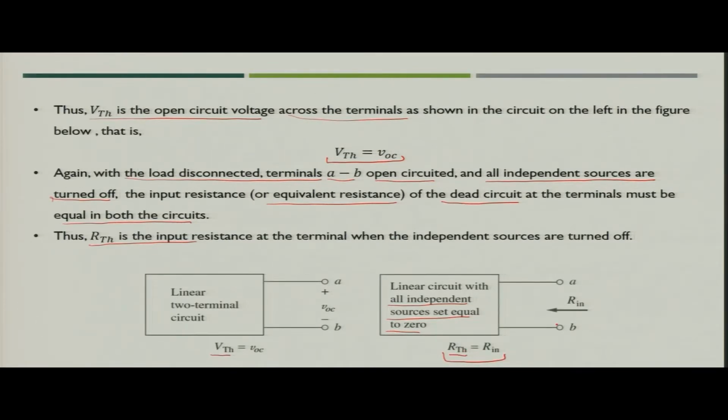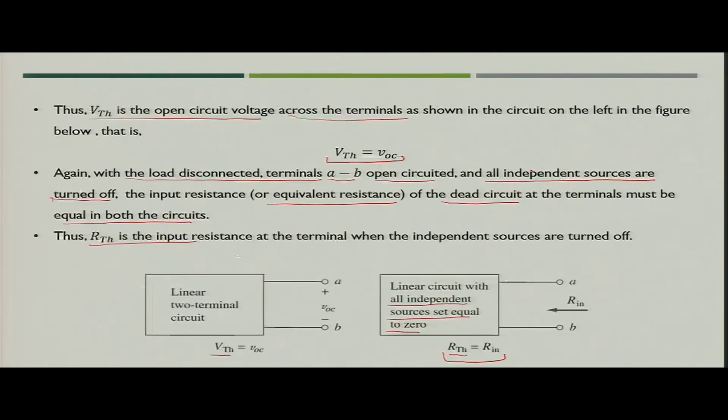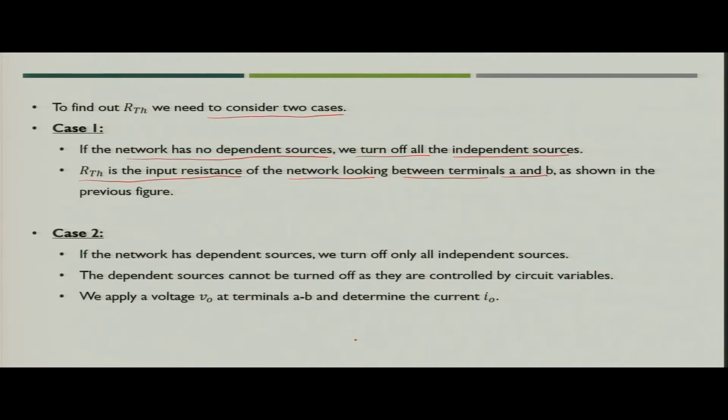Now, to find out the value of RTH, there are two different cases. What are the two different cases? The first case is that if the network has no dependent sources, we can simply turn off all the independent sources, like we can make the voltage source a short circuit and the current source an open circuit, and then RTH is the input resistance of the network looking between terminals A and B. That means whatever input resistance you see from terminals A, B, while keeping all independent sources equal to 0, will give you simply the Thevenin resistance.